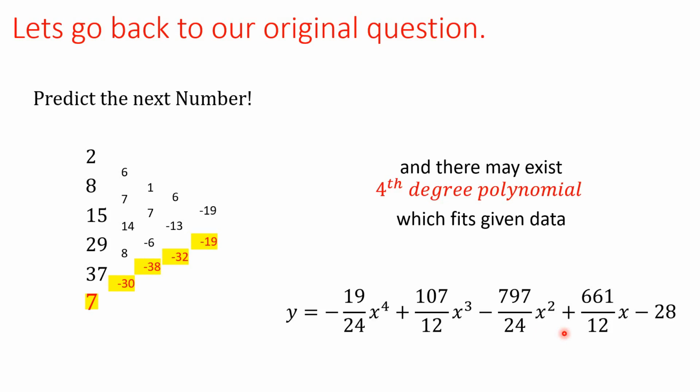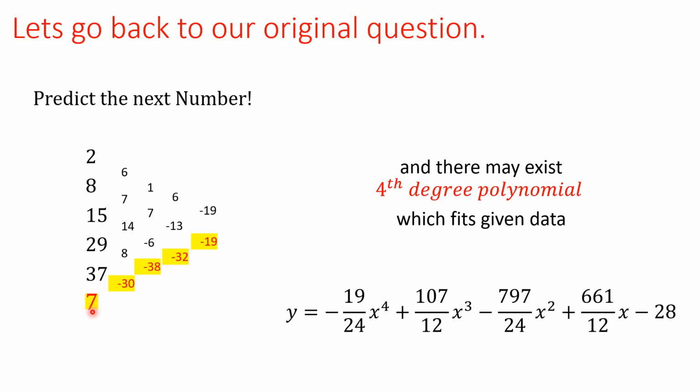When you put x is equal to 1 here, it will give you y is equal to 2. When you put x is equal to 2, it will give you y as 8. When you put x is equal to 3, it will give you y as 15. Likewise, when you put x is equal to 6, this must give you 7. So this is how, by using differences between consecutive terms, we can predict the next number in the sequence. This is how differences between the consecutive terms help us.